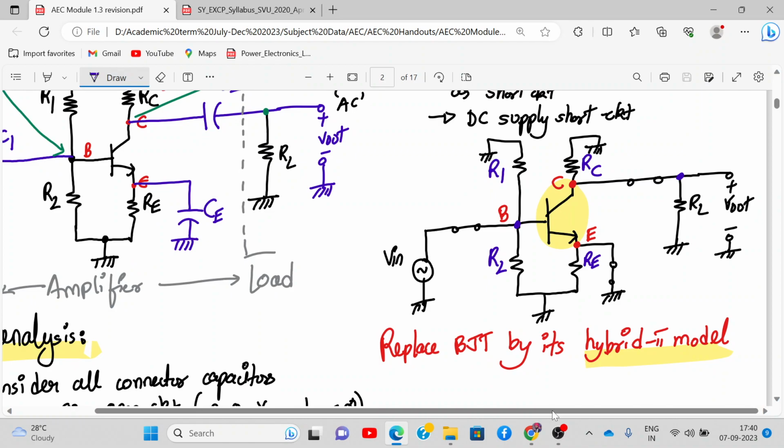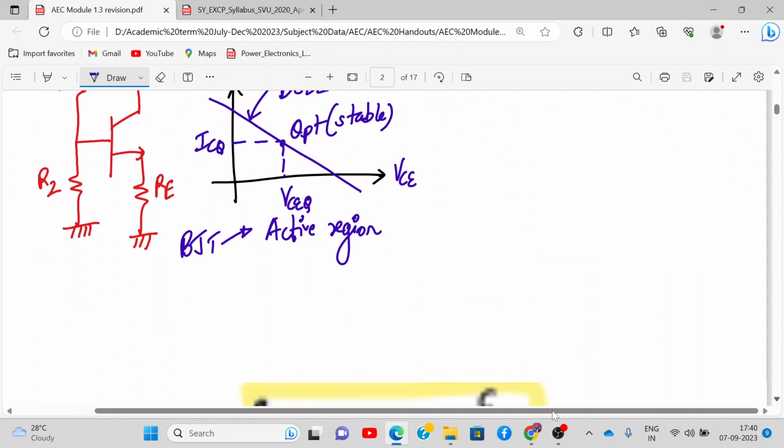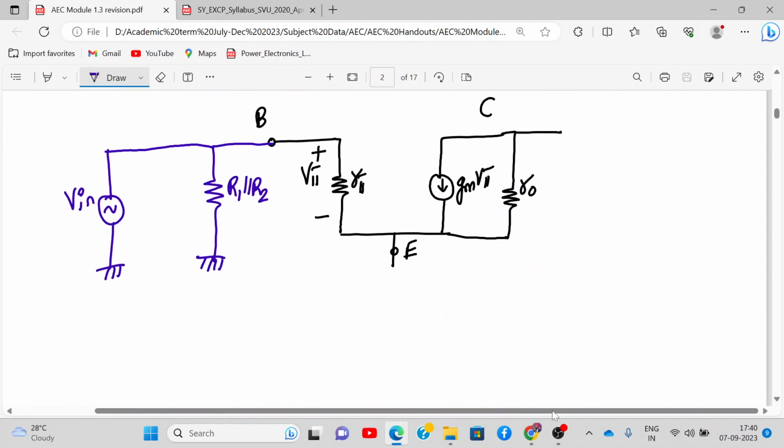So in the emitter terminal, there is a short circuit going to the ground and there is a resistor RE. So what will happen now? RE will become redundant because there is a short circuit. So the emitter terminal will be directly going to the ground. Okay, so I'll connect the emitter terminal directly to the ground.